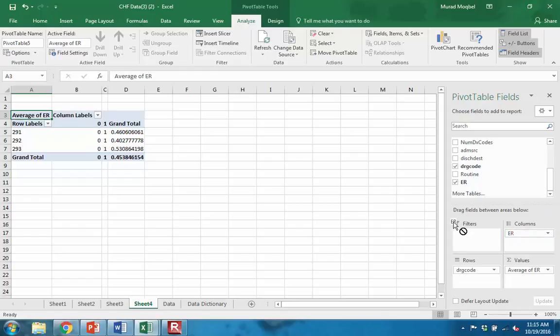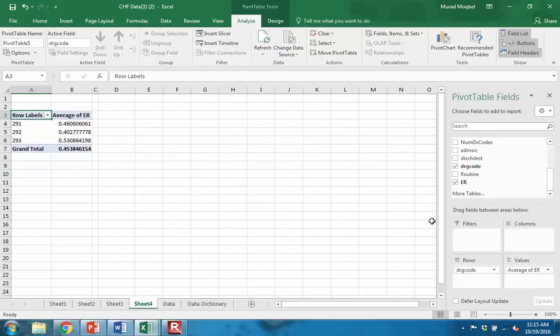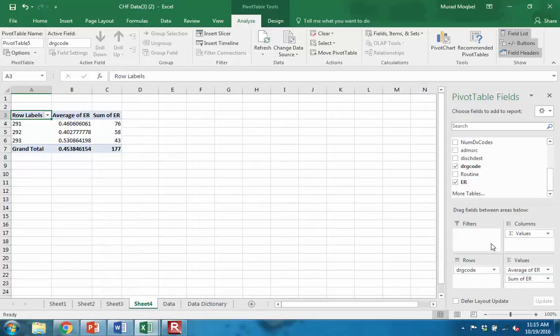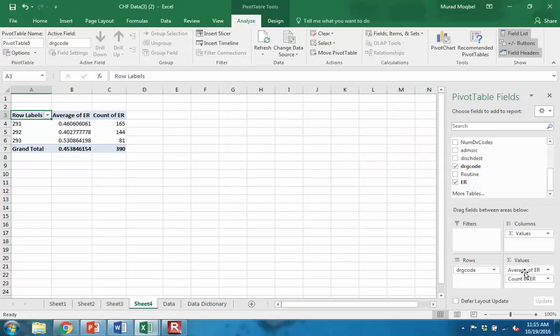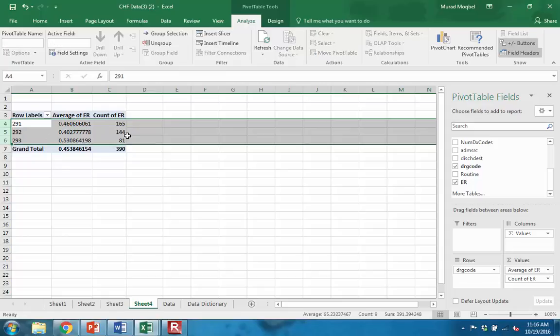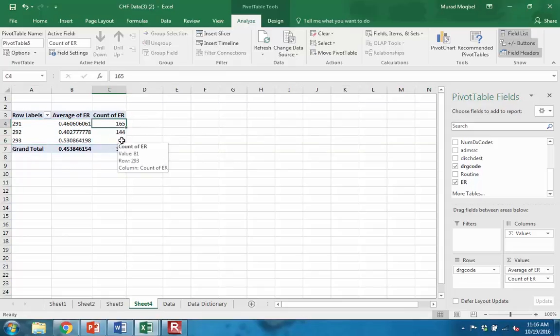You don't even need this column, so you can just use that one. Average ER is there for us. And what else do we need? So one is for the average, and we need also to know the total, how many there were, the count basically, or the sample size for each. So now we have sum. For us, we want it to be count. So make sure that you have those. Count for each of the DRGs. Those are the numbers that we are interested in.